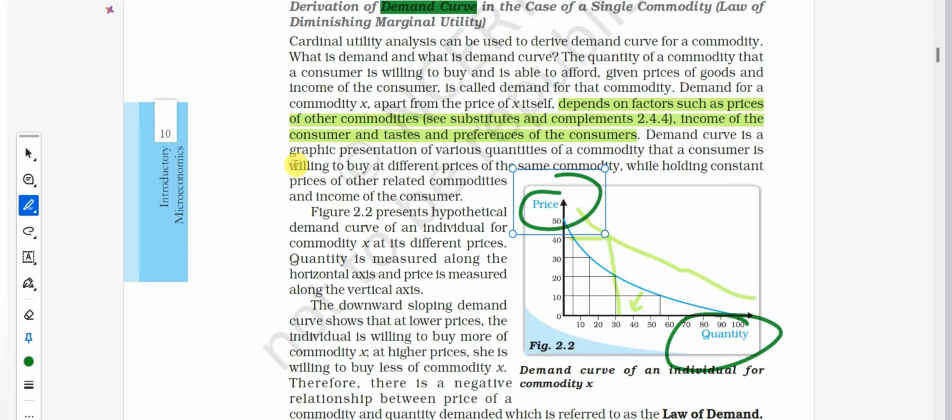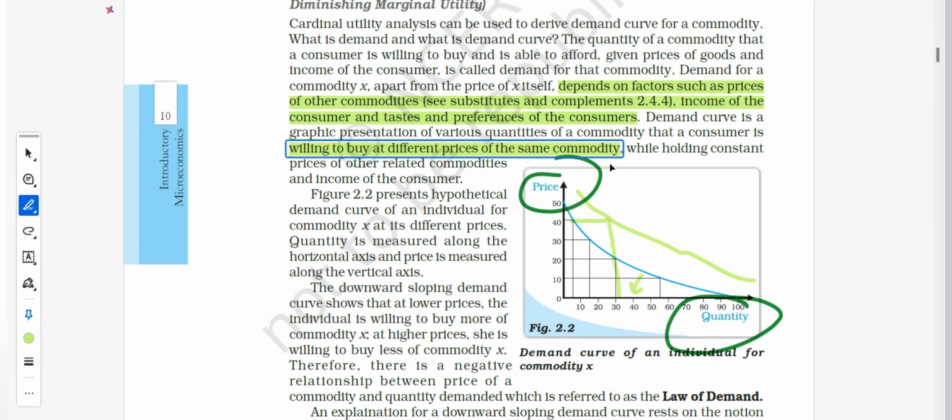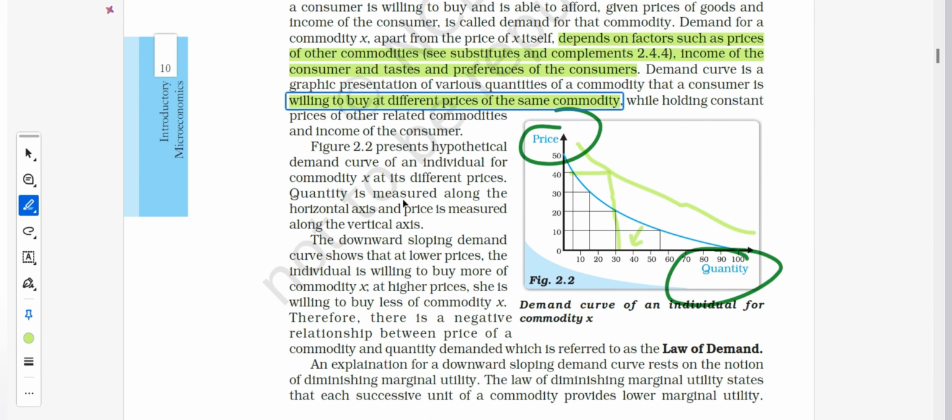Thus the demand curve is a graphical representation of the willingness to buy at different prices of the same commodity. So when we are making a demand curve, there are two things which are constant: first is the income, and second is the price of the other commodities. Only with that we can form one demand curve. If you don't keep them constant, we are going to have multiple demand curves for multiple situations.